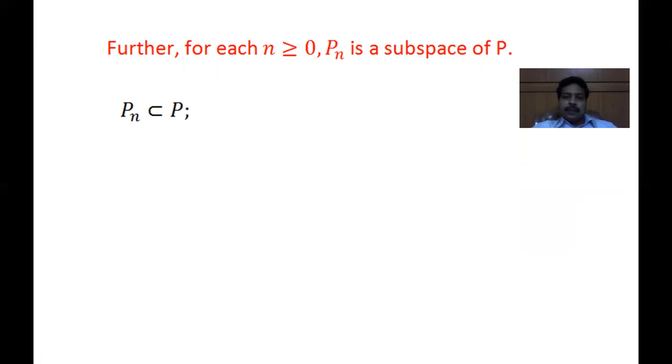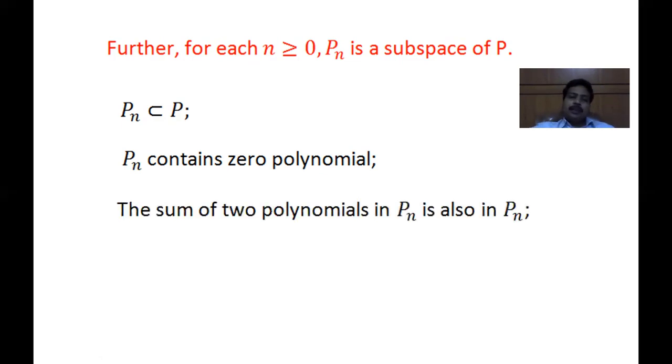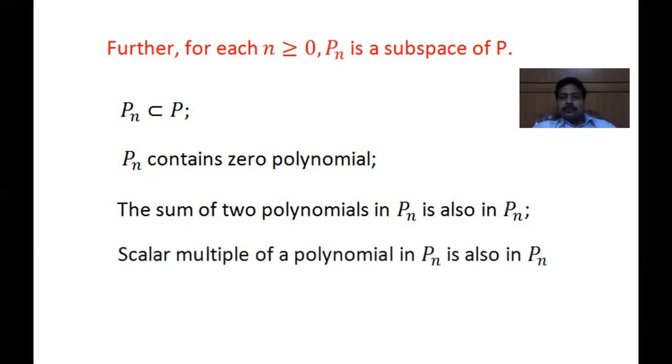It contains the zero element. Obviously, it is a subset of P, since P is the set of all polynomials, and Pn is the set of only polynomials of degree at most n. So Pn is a subset of P, and Pn also contains the zero polynomial. We have seen in the previous class that the zero polynomial is also contained in Pn. So Pn contains the zero polynomial. The sum of two polynomials in Pn is also in Pn, since if you add two polynomials of degree at most n, you get another polynomial of degree at most n.